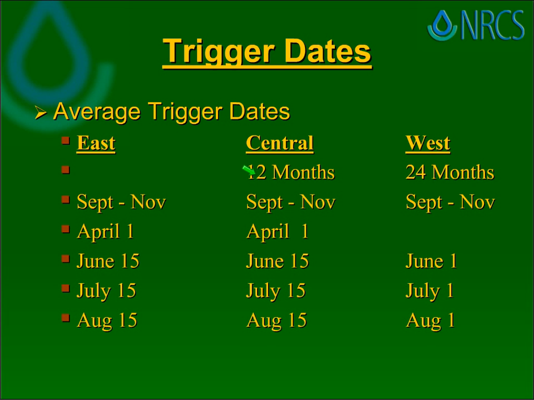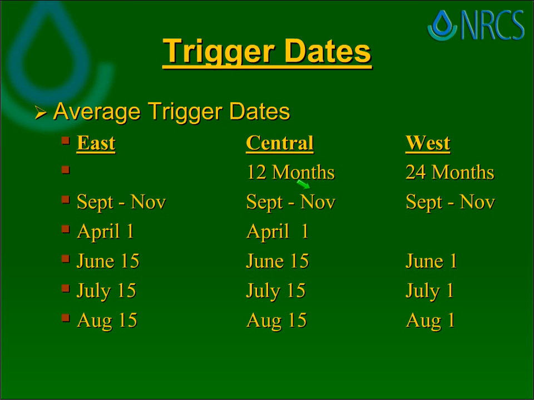The central part, however, doesn't get that amount of rainfall. The precipitation isn't there. So the previous 12 months starts to play a bigger factor, and certainly the September through November way that we finished up last year starts to play a bigger factor in the total production we can expect for the year. In the West, we're looking all the way back to 24 months. That's a pretty big part of the way that these trigger dates work.